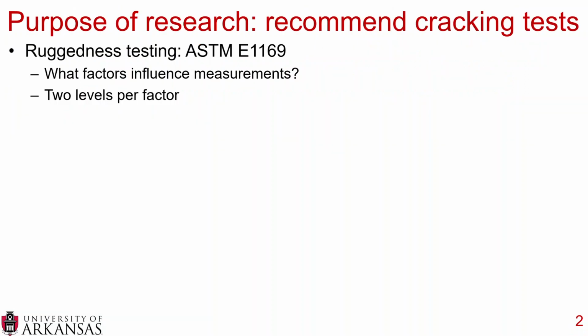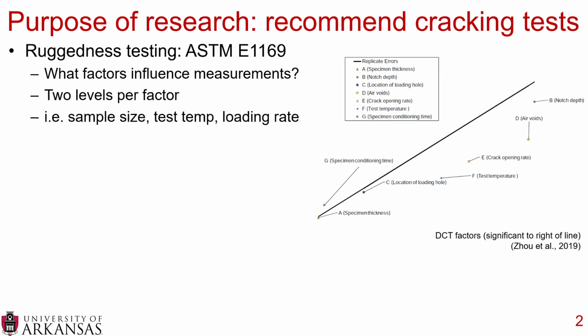So the purpose of this research was to recommend cracking tests, and they recommended these cracking tests through ruggedness testing using ASTM E1169. When you do ruggedness testing, you're asking the question, what factors influence measurements? And for this study, they used 2 levels per factor, and factors can be sample size, test temperature, loading rate, those type of things.